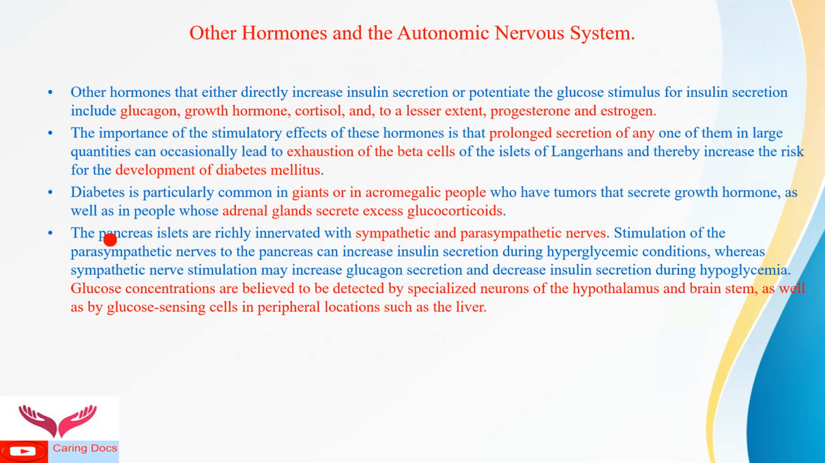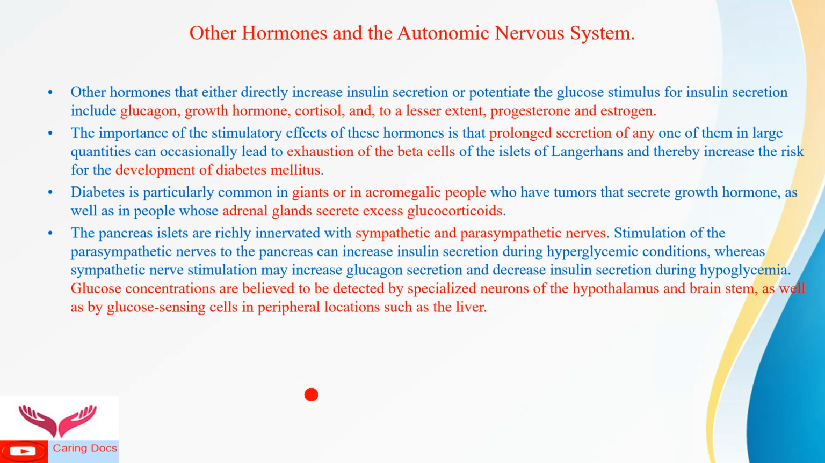There are other hormones and the autonomic nervous system. Other hormones like glucagon, growth hormone, cortisol, and to a lesser extent progesterone and estrogen also cause an increase in insulin secretion. The importance of the stimulatory effect of these hormones is seen when they are given or present for a prolonged period of time. Then they cause increased secretion of insulin from the body, and they may lead to exhaustion of the beta cells in the pancreas, and thereby they may increase the risk of developing diabetes mellitus.